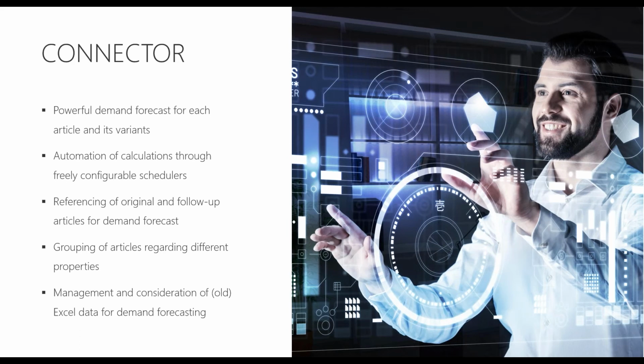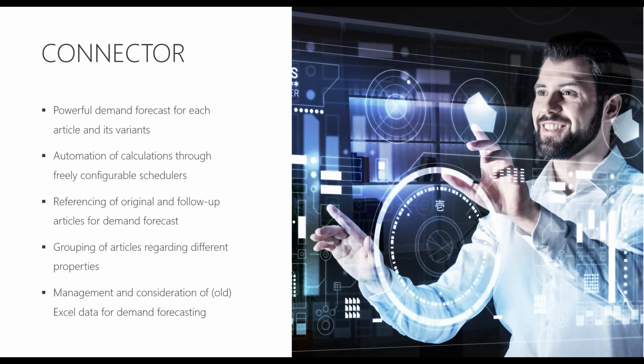It might be that you have an article that is at its end of time, where the life cycle has ended. However, you have a follow-up article for this. And of course, you can reference the old article with a new article, such that you can make predictions for new articles in your ERP system without a history, simply by saying, this is the old one and this is the follow-up article.